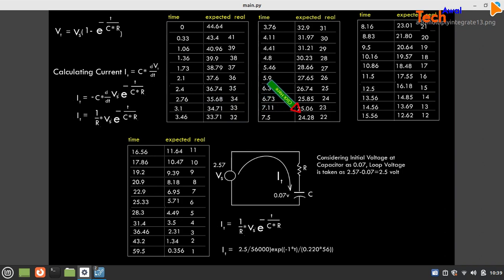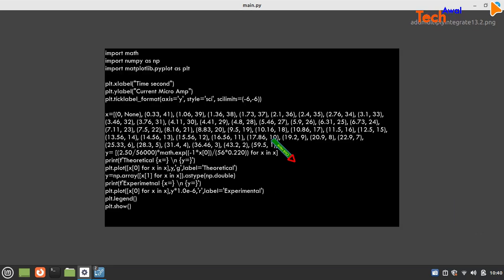Then theoretical is 24.28 microampere, whereas we are getting 20. So it's pretty well. I mean, there can be internal resistance to capacitance also that we are not measuring. Resistance may not be 56 kilo ohm as it is written, and so this way it is pretty good.